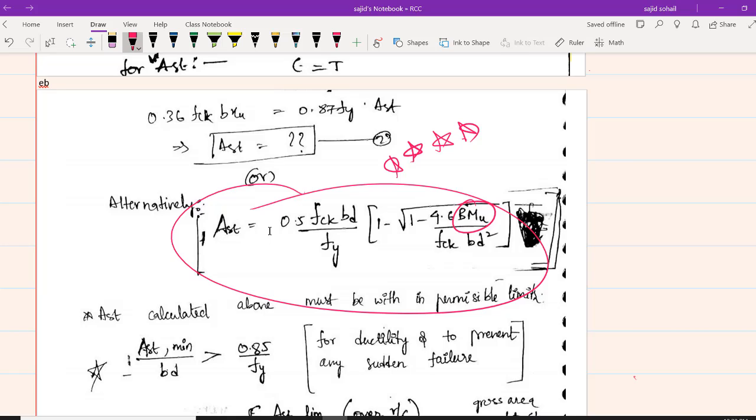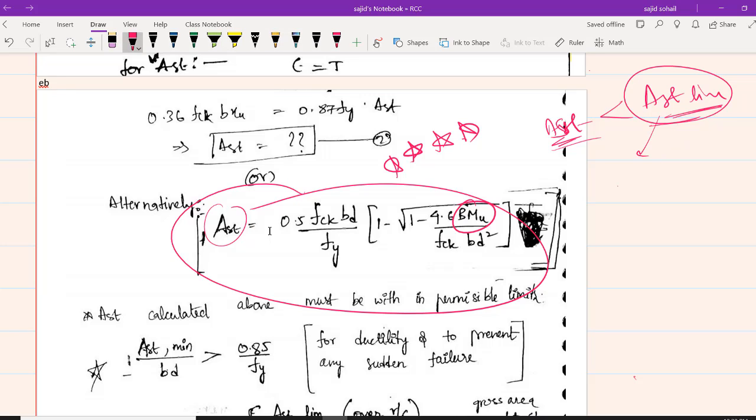Once you get this AST, as usual you have to check whether it is within certain limits or not. Obviously it should be less than AST limit. How do you get AST limit? It is the same, AST limit is for the balanced section, because you cannot design for over reinforced. If you are providing steel more than AST limit, which is your balanced section, that means you are designing it as over reinforced, and our code book clearly says it should be avoided.